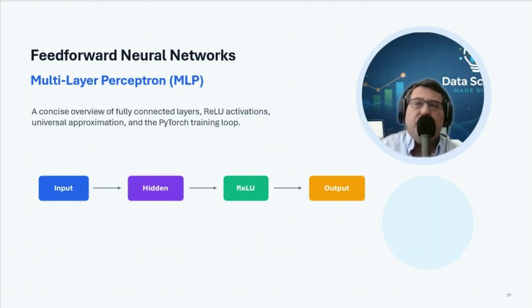We'll also discuss the universal approximation theorem, which gives us an interesting theoretical perspective on what neural networks are capable of representing. And finally, we'll connect everything to the actual training process by looking at the loss functions, optimizer, backpropagation, and the PyTorch training loop. So by the end of this video, you should understand not only what the MLP looks like, but also how it learns. Let's begin with the basic idea of a feed-forward network.